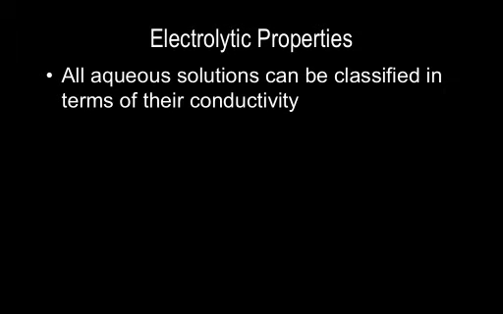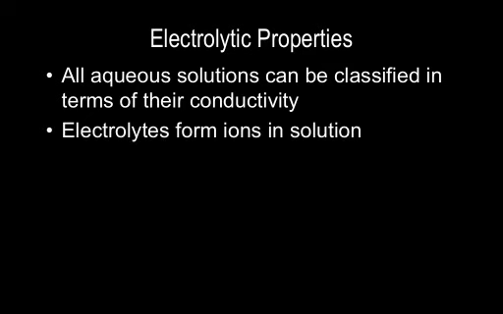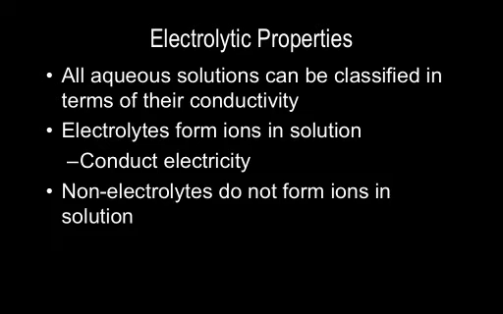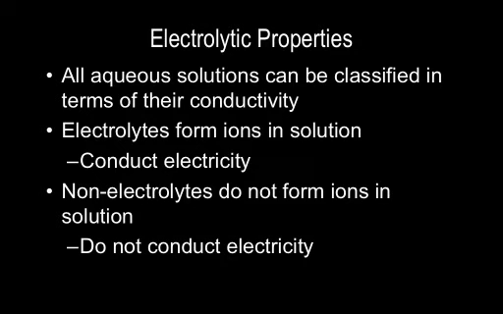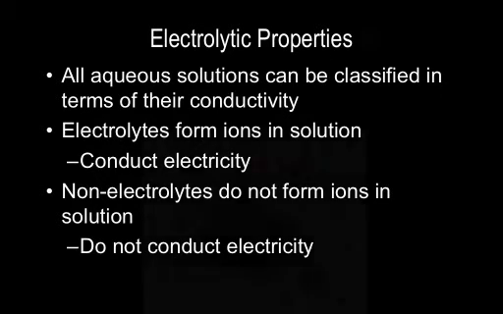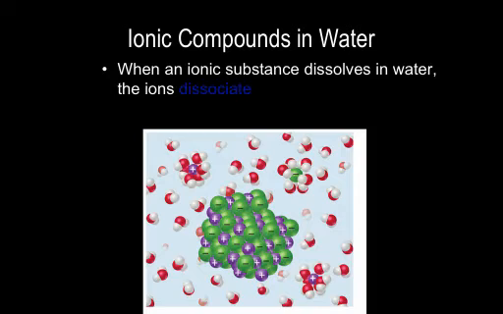Another way we can classify solutions is we can describe whether or not they are electrolytes. An electrolyte is something that has ions in solution. If you dissolve certain substances in water, they form ions, and because they form ions and are classified as electrolytes, that means they can conduct electricity. If you have something that doesn't form ions in solution, those are classified as non-electrolytes, and those don't conduct electricity in solution. So we're going to look at a little more detail about what we mean.